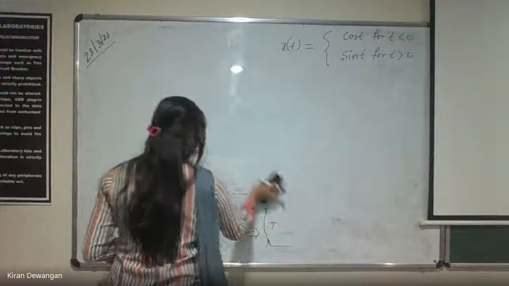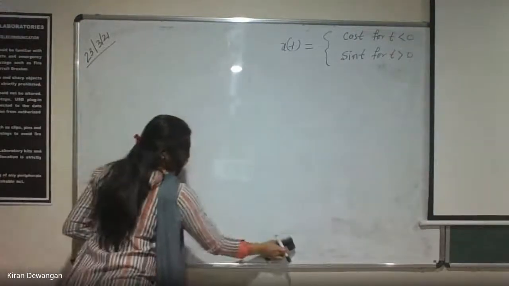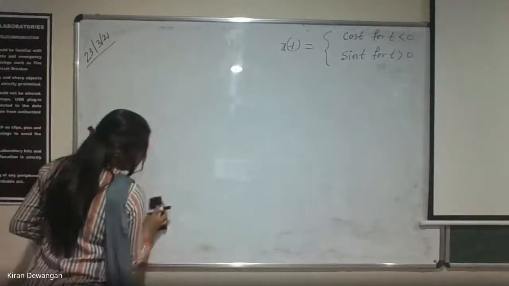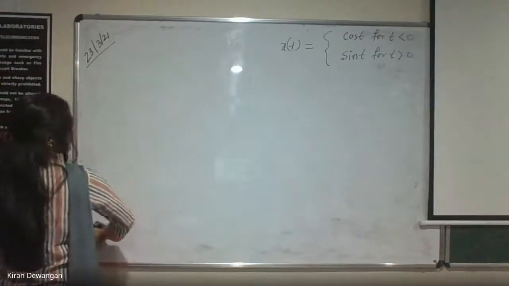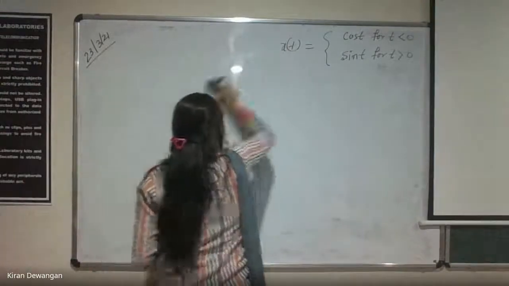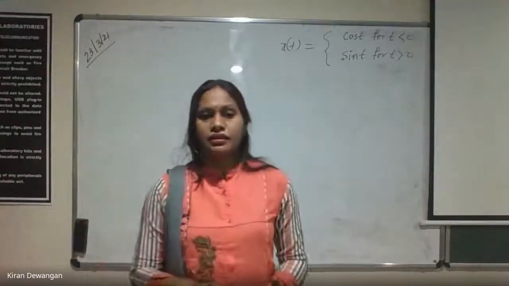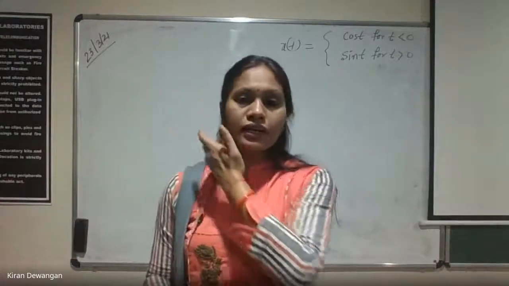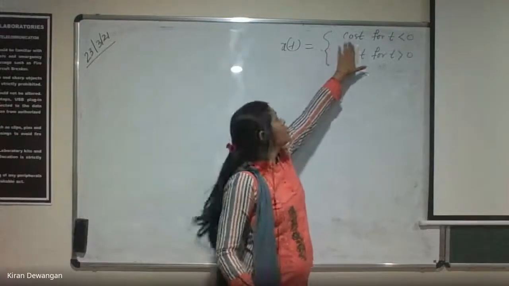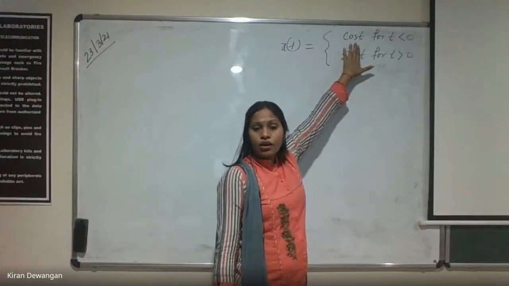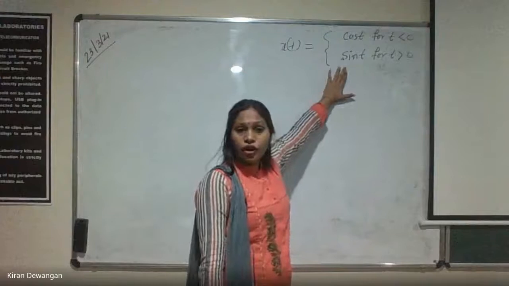Yes, students, any idea how to solve this question? Is it periodic or not? Sin है तो periodic होगा कि नहीं? Sin is periodic in nature or not? Sin is periodic always, right? For t greater than 0, it is sin. For t less than 0, it is cos. Cos t is periodic always. Sin t is periodic always.